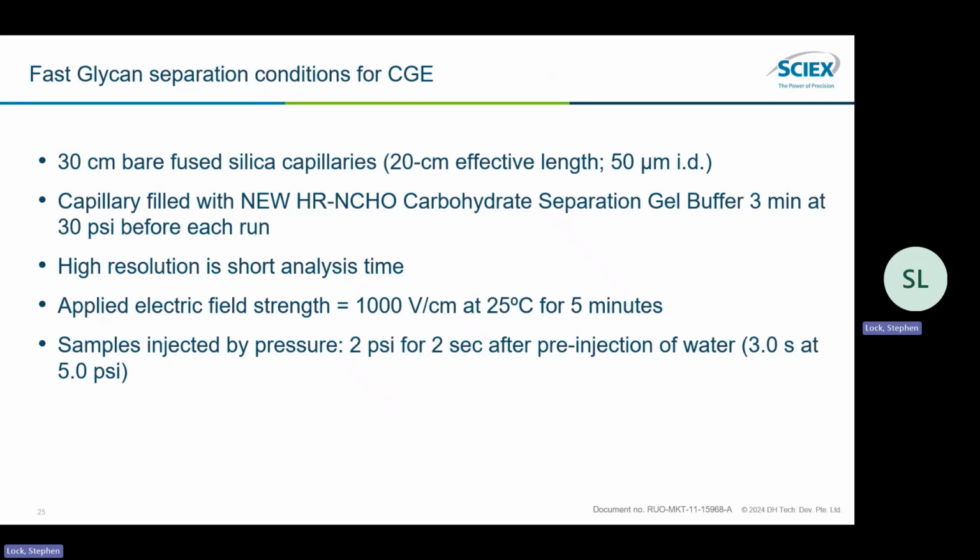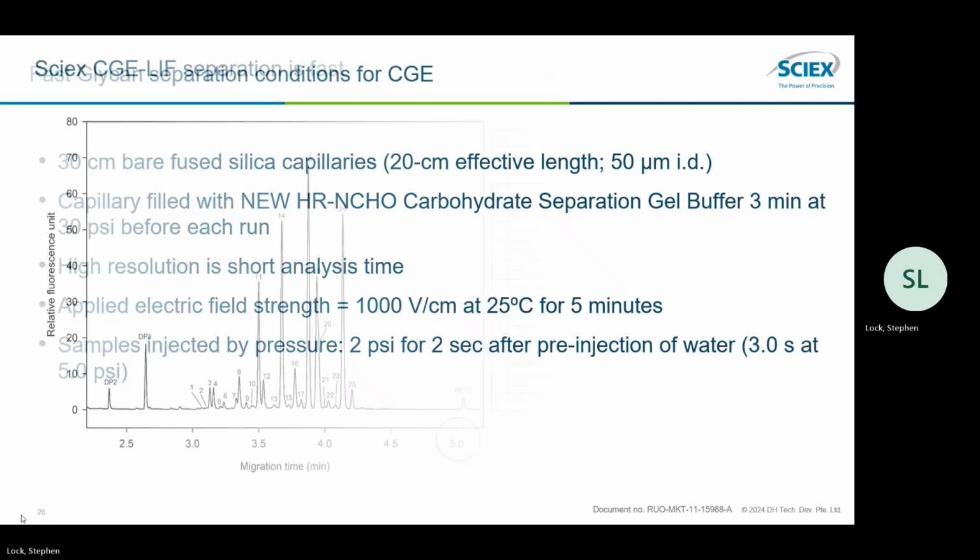We use a gel, exactly the same as the traditional method. So we again clean the capillary between each injection and add a fresh gel buffer. And we've increased the electric field, so it's like increasing the pressure. So you increase the speed of separation. We increased it from 500 volts per centimeter to 1,000 volts per centimeter. And the actual runtime has gone down from 20 minutes to just under 10. The samples are injected again by pressure, as shown at the bottom of the slide.